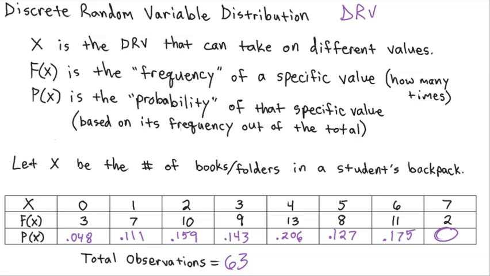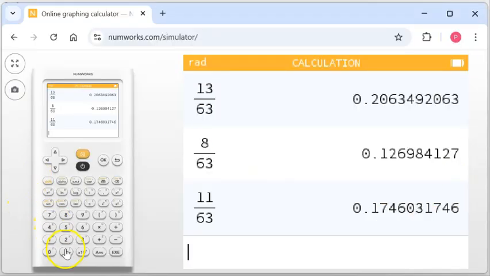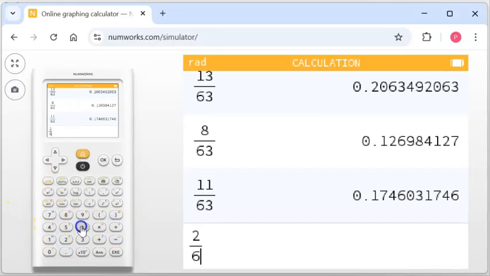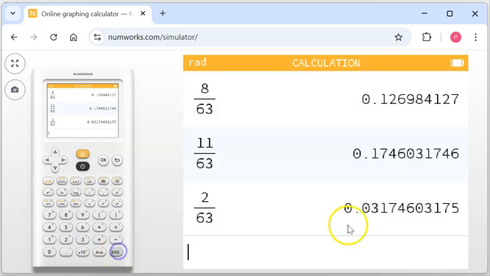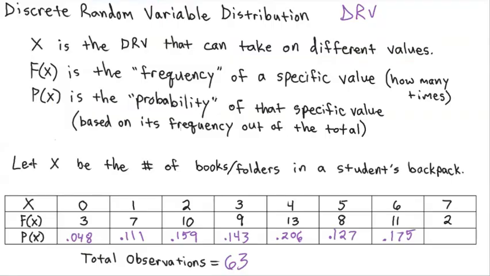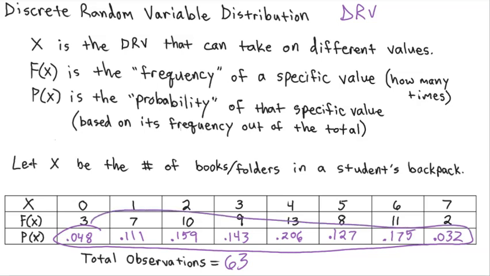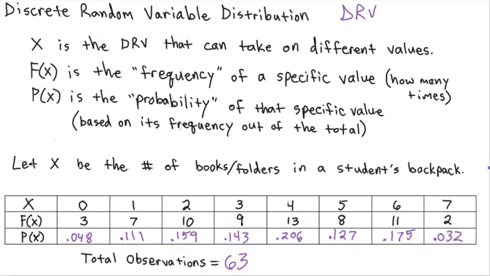And then this one right here is going to be 2 out of 63. Okay, so 2 out of 63. And that's going to be 0.032. And now if you were to add up all of these probabilities, since it's all of them, they would equal 1, okay?